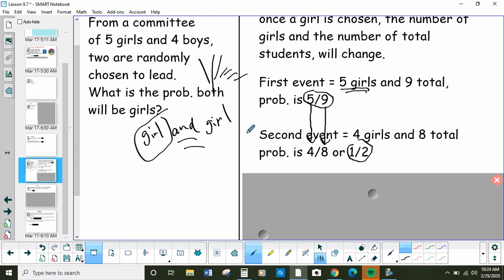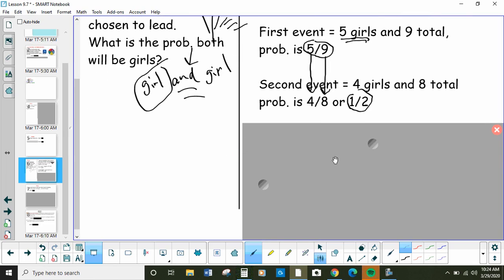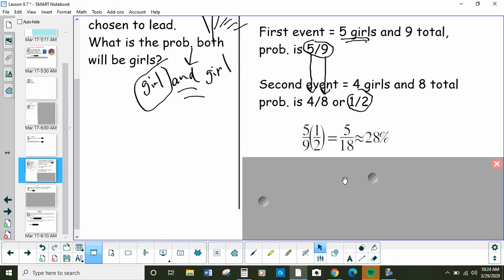Well, if they're both going to happen, or the word and, if they're both going to happen, what does that mean? That word right there means we have to multiply our probabilities. So I take 5/9 times 1/2. Of course, we do factor trees, cross out our ones when we're multiplying, right? And then I get 5/18. And in order to convert that, of course, we divide top by bottom. We get about 28% chance of that happening.